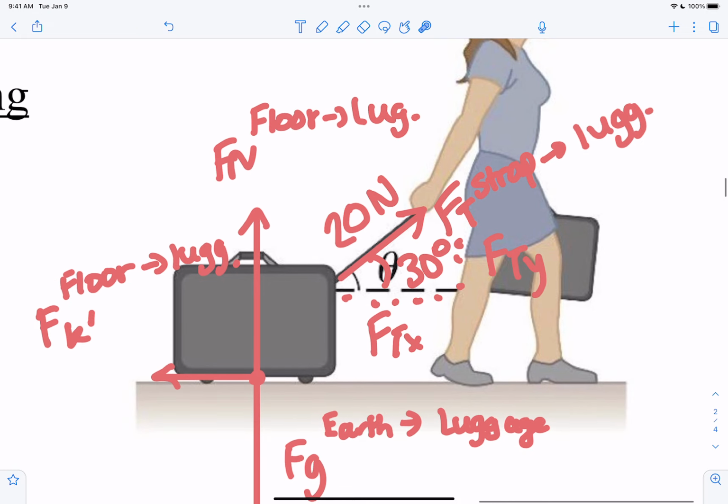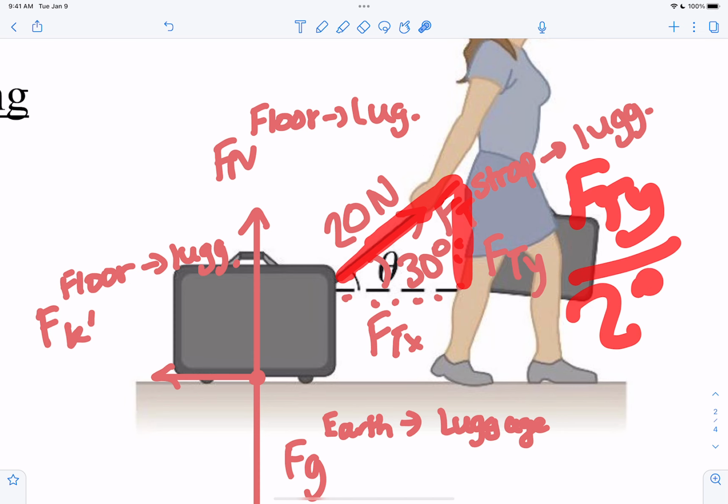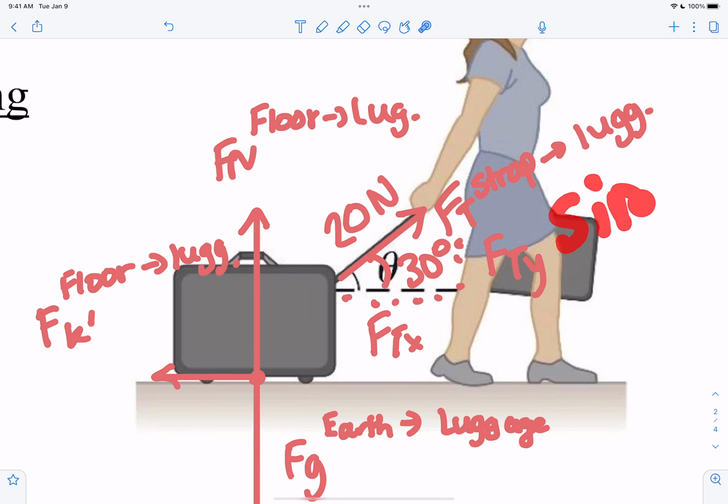Would it be cosine for Fty? Sine, right? Because it's opposite over hypotenuse. So we want Fty over 20 newtons to give us sine of 30 degrees. If it was cosine, cosine is adjacent over hypotenuse, so we have to be careful with the whole trigonometric function thing there.